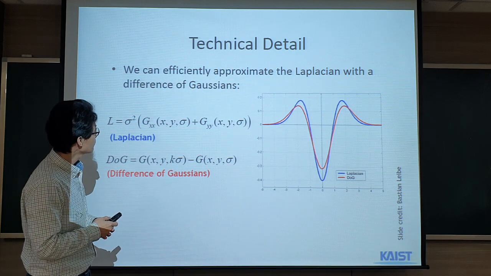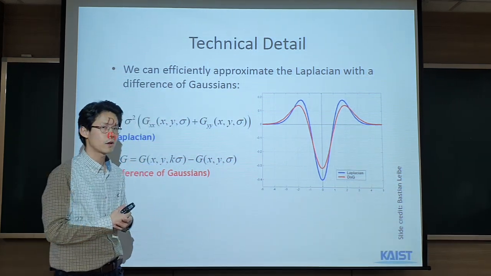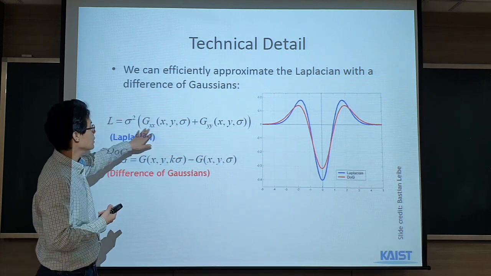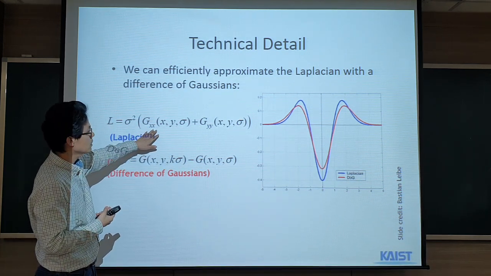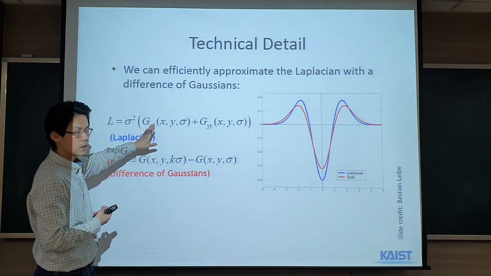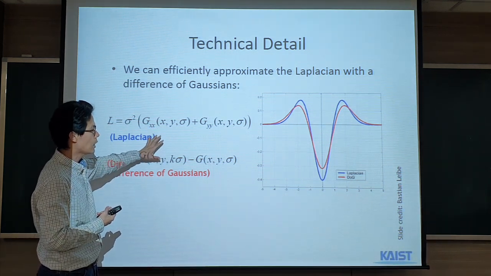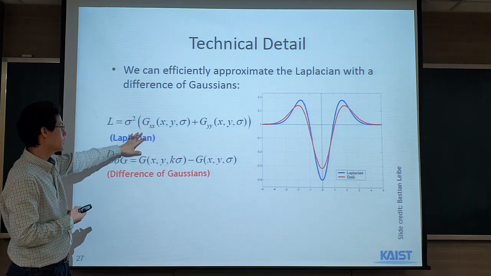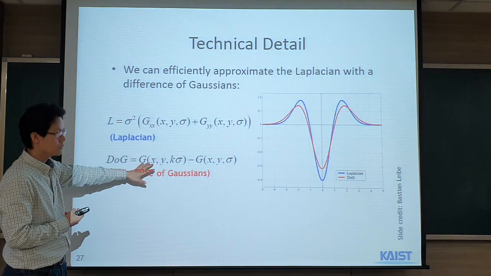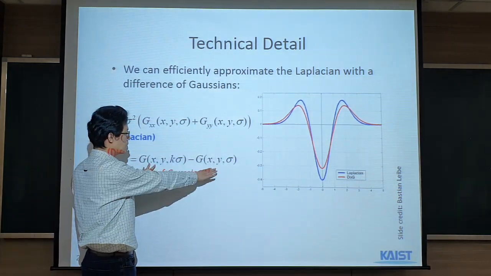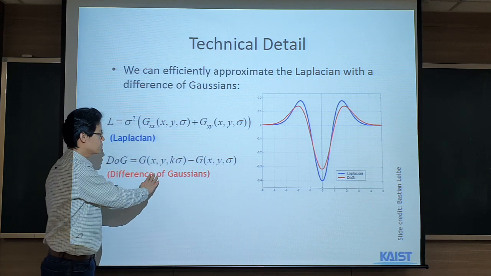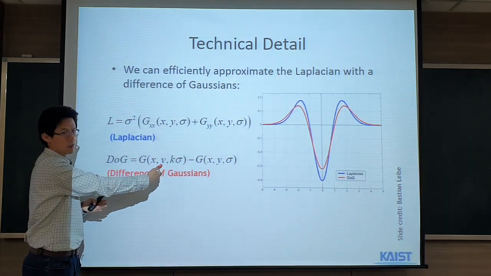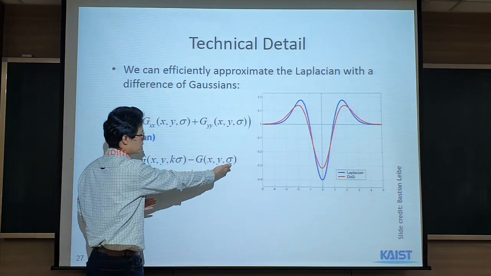People also thought about how we can accelerate this. For the Laplacian case, we need to compute the second derivative. But instead of using the double derivative, we can just look at the difference of Gaussians. Here, one Gaussian is another Gaussian with a higher standard deviation. K is some constant, bigger than one.